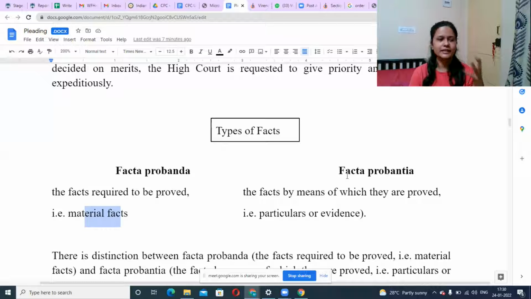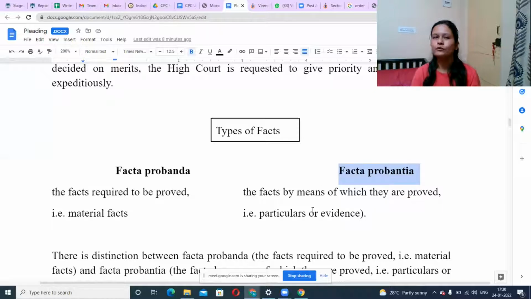So the person did not mention, like, when he came to know about the irregularities, how he came to know. Those things are not facta probenda. Those are rather facta probentia, which will be proved after the case starts. So in the pleading, what we need to mention is facta probenda: the facts that should be proved before the court, not facta probentia.